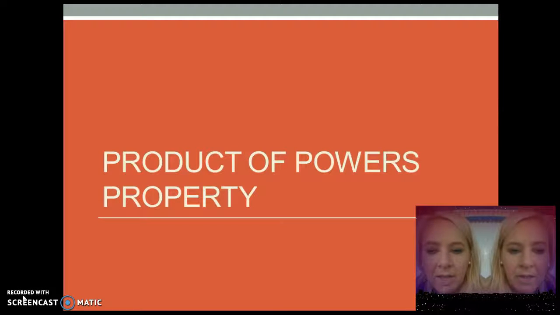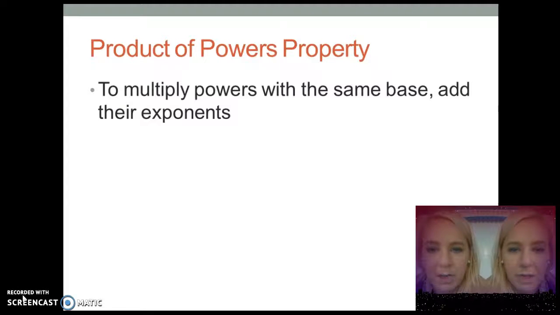Alright, so in this video, we're going to talk about the product of powers property. We'll go through a couple example slides, and then you'll fill out your graphic organizer at the end of this video. So the product of powers property: you multiply powers with the same base, and you add their exponents.